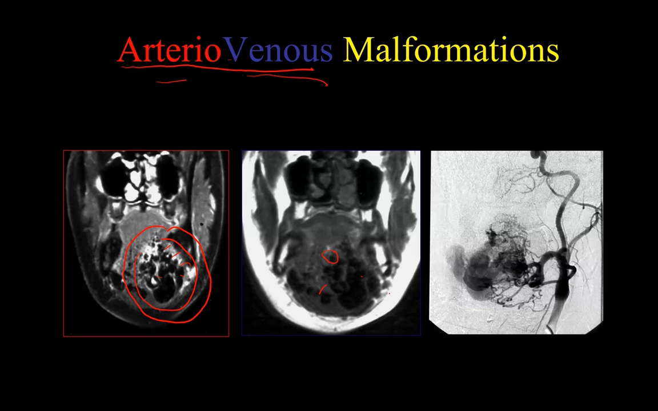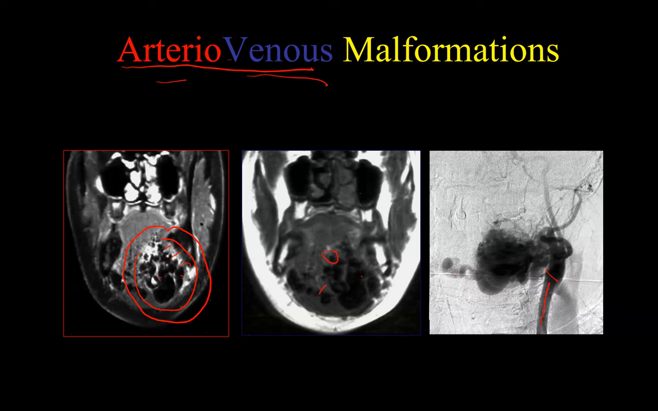And this is the angiogram from the same patient demonstrating dilated arteries, and we can see the early venous drainage right here. Notice how we're still in the arterial phase, but we can actually see the drainage, and this is the big nidus right here in the arteriovenous malformation.